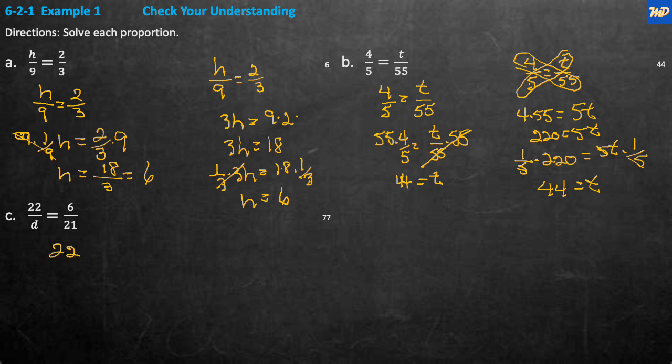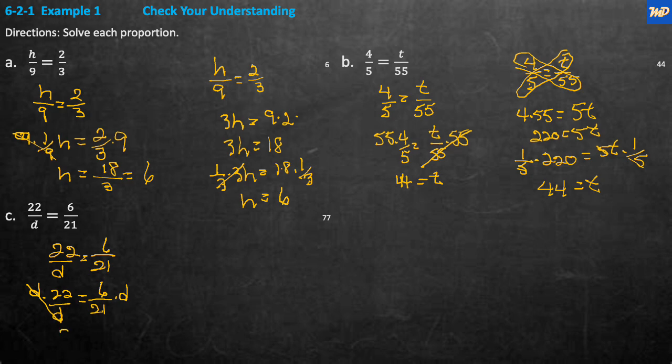22 over d, the variable's on the bottom here, equals 6/21. So in order to clear this, we're going to have to do a bit of multiplication. First we're going to multiply by d over 1, because this is 1 over d. So we're going to multiply both sides by d: d times 22 over d equals 6/21 times d. Now the d's cancel.